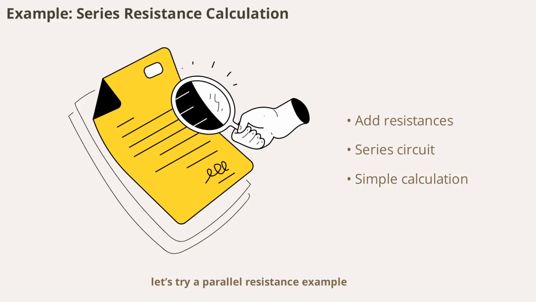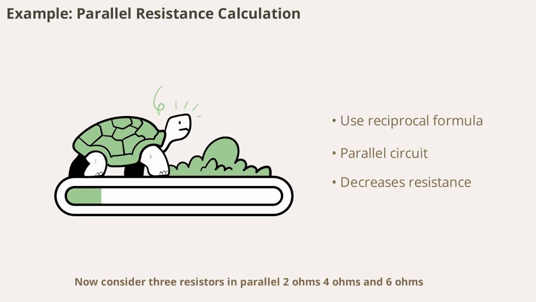Next, let's try a parallel resistance example. Now, consider 3 resistors in parallel: 2 ohms, 4 ohms, and 6 ohms. The total resistance is found using the formula 1 over R total equals 1/2 plus 1/4 plus 1/6. Calculating this gives a total resistance of about 1 ohm. Parallel arrangements are useful when you want to decrease resistance and increase current capacity. Understanding these calculations is vital for practical circuit design.